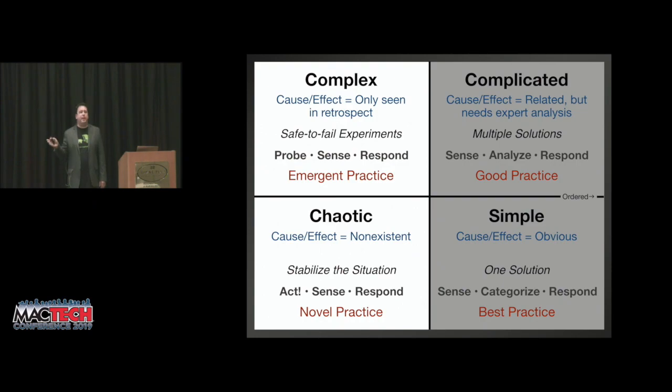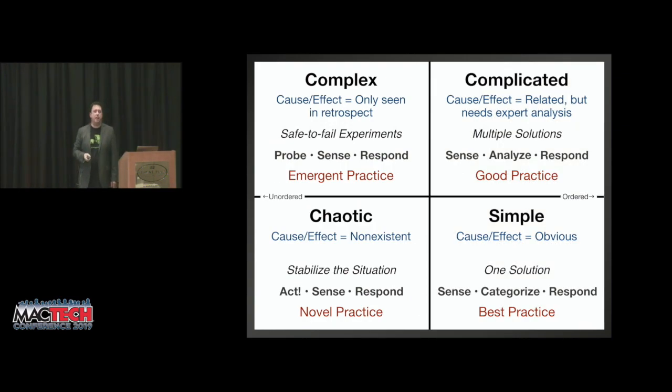And both complex and chaotic, but they both take an unordered approach. So I'm going to label the left side of this grid unordered. And when you approach a new problem and you haven't decided whether to take an unordered or ordered approach to fix it, you're in the state of disorder. So I'm going to add that here to the middle of the grid. Disorder is the nebulous place that all new problems start before you pick a direction on how to fix it.